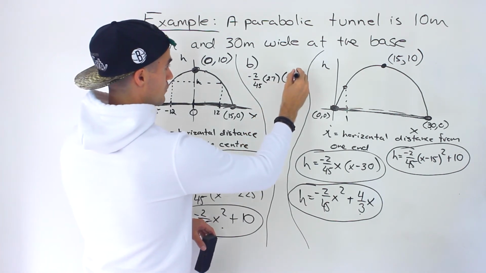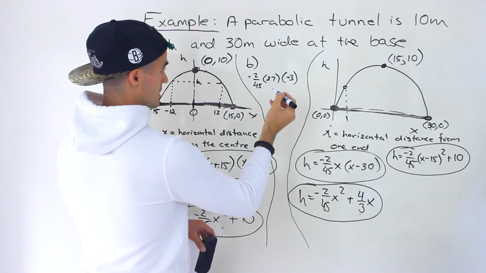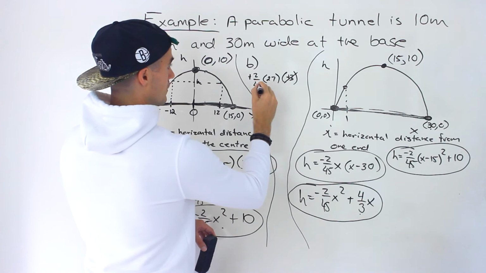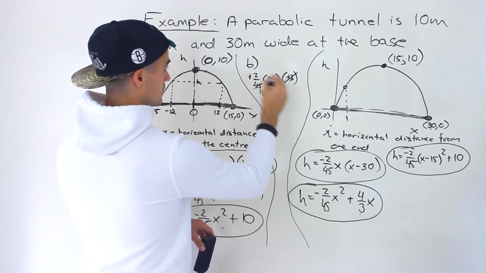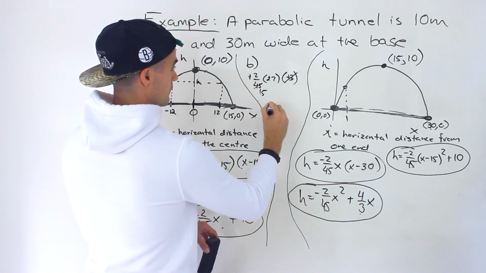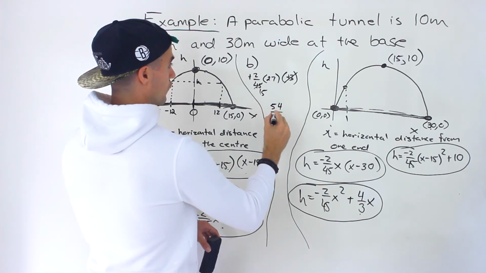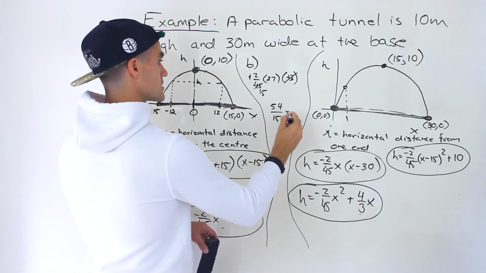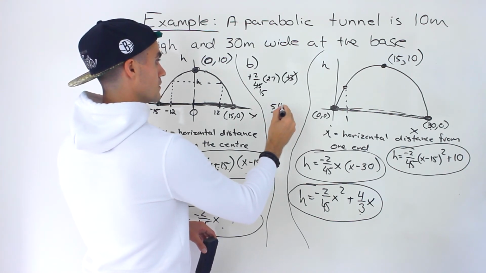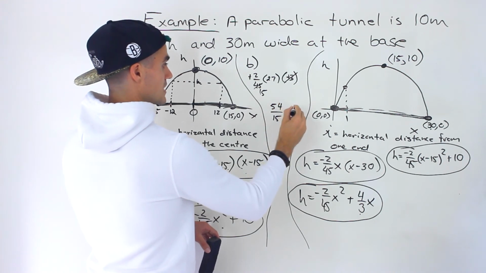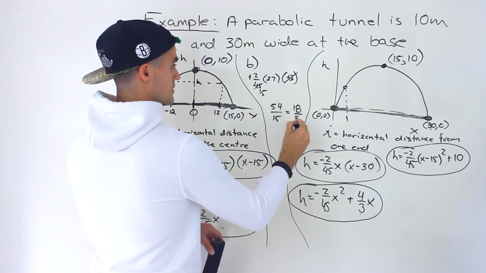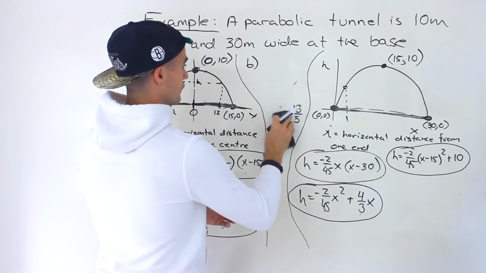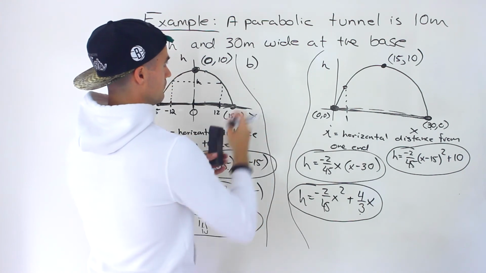Okay, and then negative 3, so the negative cancels out, so that would be positive. Now 3 goes into 45 15 times, so we'd end up with 2 times 27, which is 54, over 15. And then we could divide this by 3, which would give us 18. We could divide this by 3, which would give us 5. Right, so the height ends up being 18 over 5 meters.